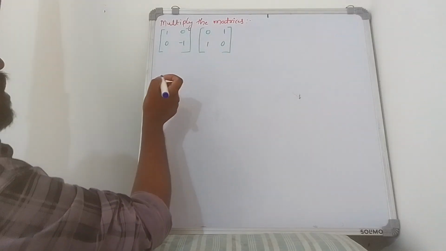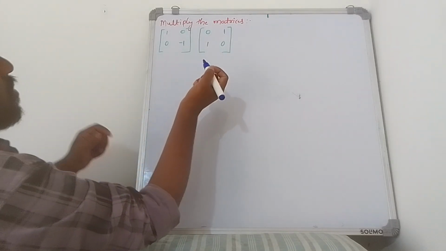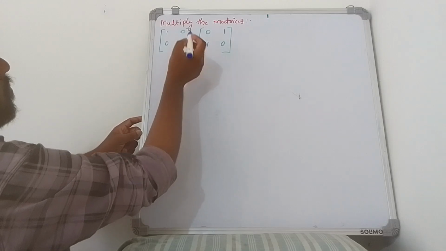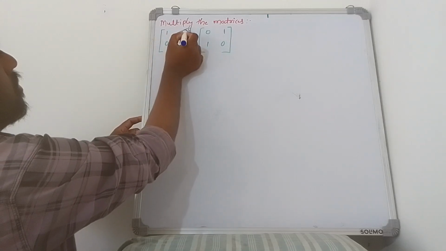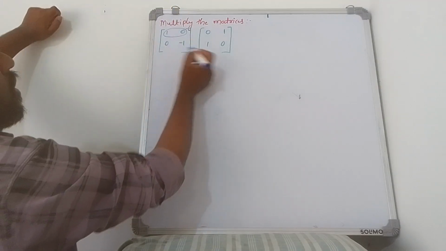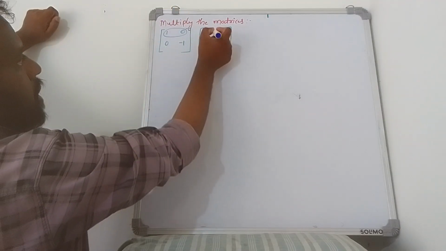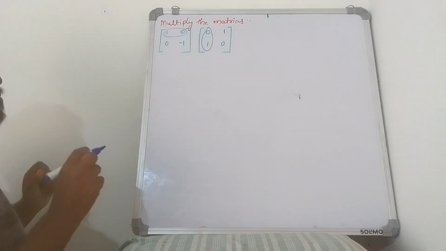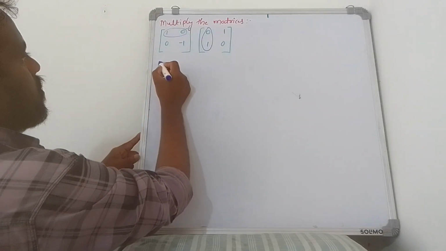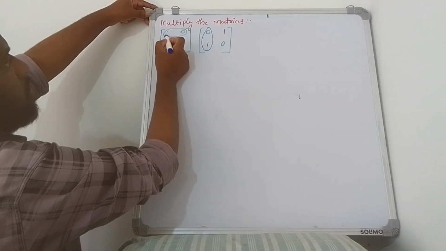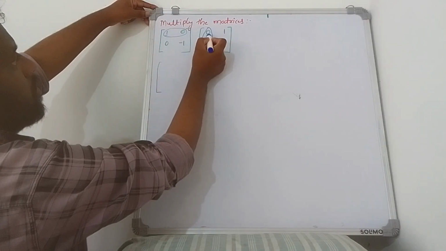Now I will explain how to multiply the matrices. The first, consider this first row, and in the second matrix you consider this first column. Okay, now put a square here. Now this is the first element, here this is the first element.